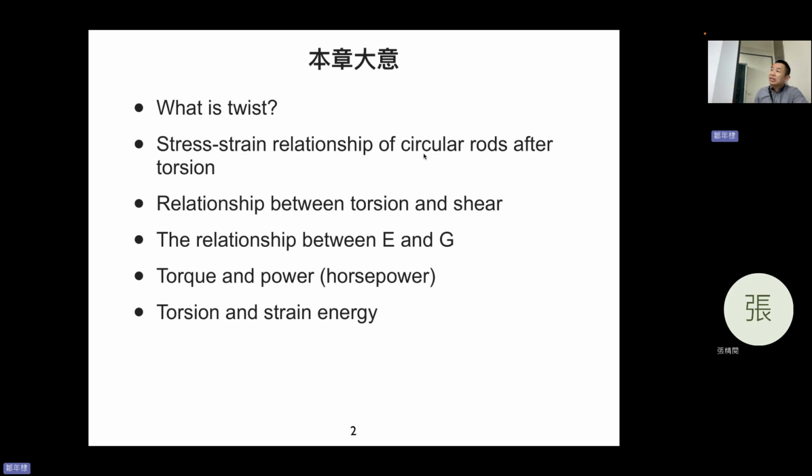Okay, I believe you remember that when I talked about shear, I also introduced indirect shear, and we will talk about the twist or torsion relationship. And also the relationship between E and G. Remember that I talked about the shear modulus and an equation for the relationship between E and G, and I said I will prove that later, and we will prove that in this chapter. And torque and power, horsepower, yes.